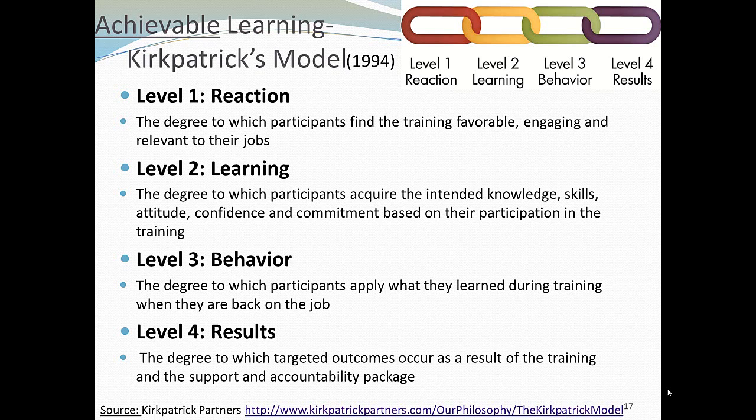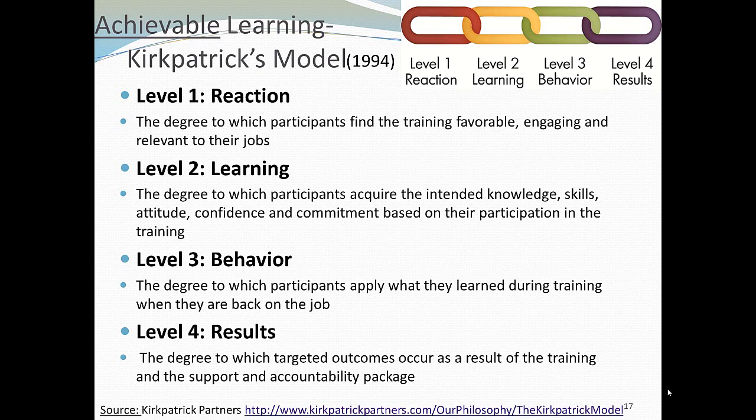Distinct from level 2, which is, what did you actually learn? Did you acquire any knowledge? Did you acquire any skills? Did we change your attitudes or your confidence level based on information and experiences we gave you in the learning? Did we change your commitment to the organization or to the situation that you're trying to learn about? Again, level 2 learning, according to Kirkpatrick.